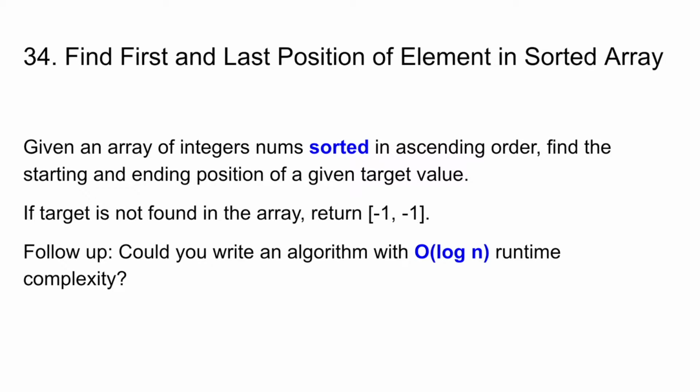Hello everyone, this is LeetCode problem number 34. Find first and last position of element in sorted array. Given an array of integers sorted in ascending order, find the starting and ending position of the given target value. If target is not found in the array, return -1. Follow up: could you write an algorithm with log n runtime complexity?